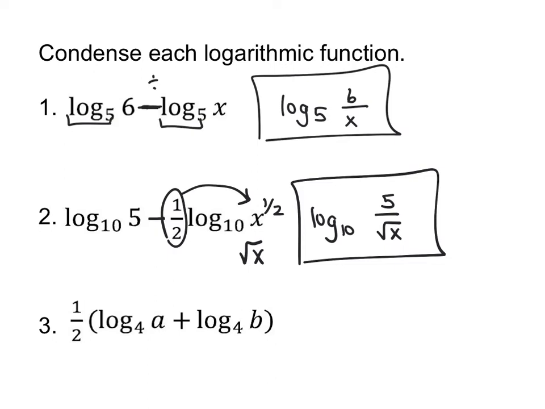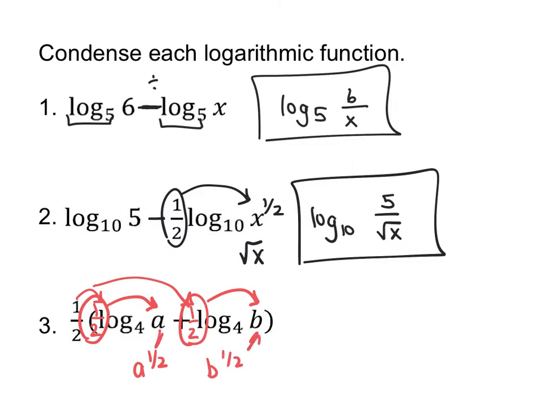For the last one, here we have parentheses. We want to get rid of those parentheses first. So we're going to distribute that 1/2. Multiply it here, multiply it here. This multiplication goes in the front of the log, not behind. And this is actually going to act as a power on the A, and this is going to act as a power on the B. So what we really have is A to the 1/2 power and B to the 1/2 power right here, or square root of A and square root of B.